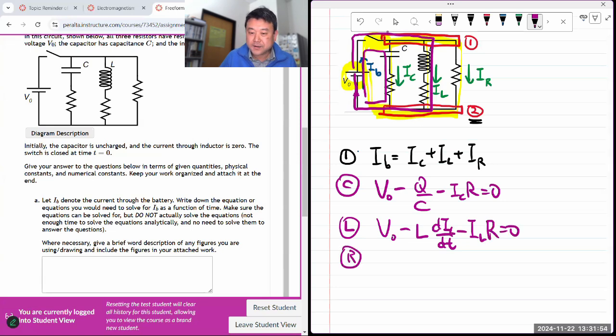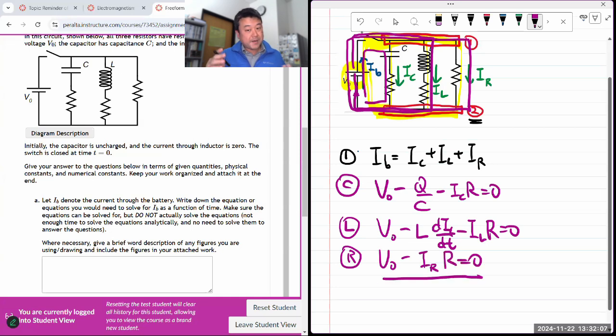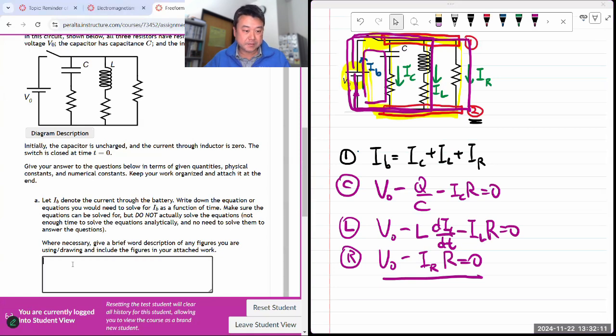And the equation for R is now the same thing. So, starting from here, loop, this time go through the resistor and then back. V naught minus I R R is equal to 0. So those are my 4 equations for 4 unknowns. Yeah, so I'll say we get the following 4 equations in terms of 4 unknowns.